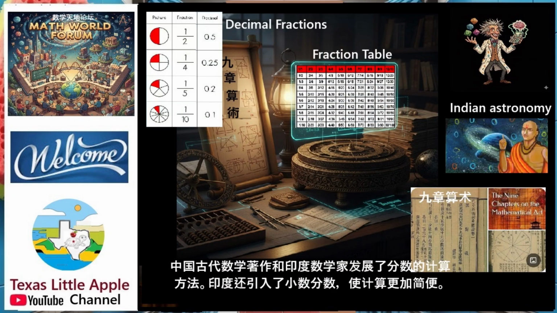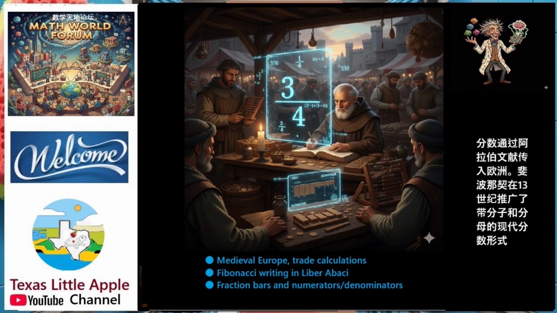Ancient Chinese texts, like the Nine Chapters on the Mathematical Art, circa 200 BC to 200 CE, show fraction tables and methods for solving problems with fractions. Indian mathematicians, around the 5th to 7th century CE, used fractions in astronomy and algebra, and they developed decimal fractions early on, which was revolutionary.